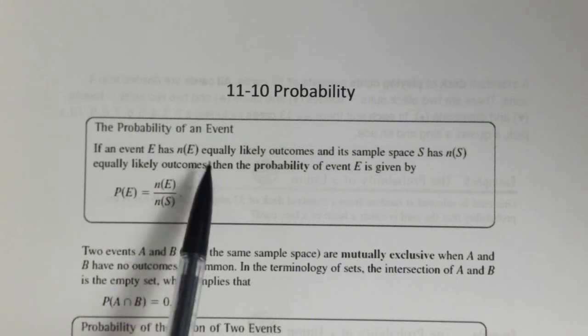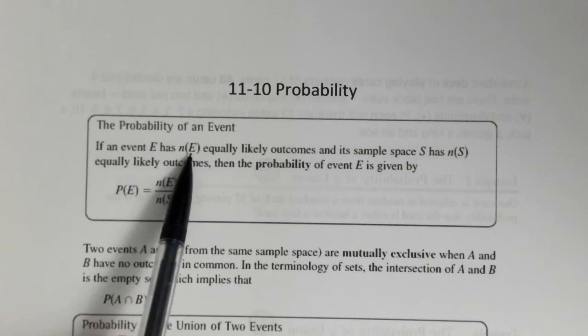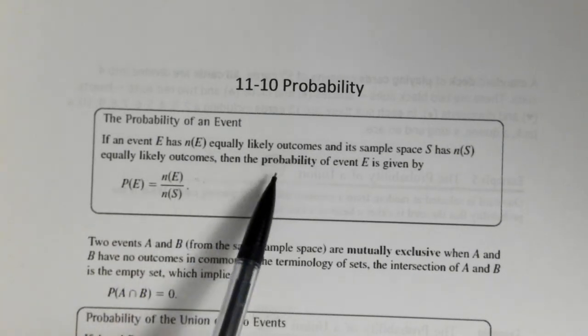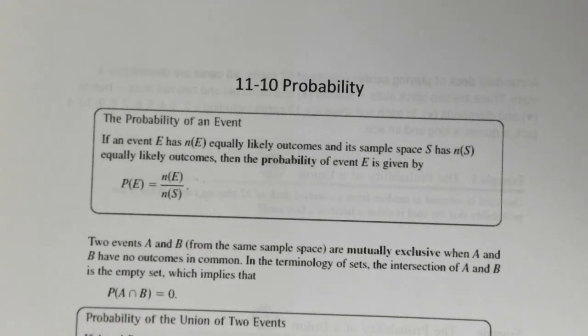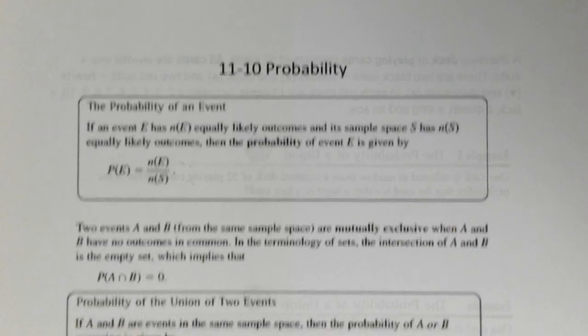And of course, it's important to note that the outcomes are equally likely in the case of the favorable outcomes and in the case of the total outcomes. All outcomes have to be equally likely for that fraction to be correct.